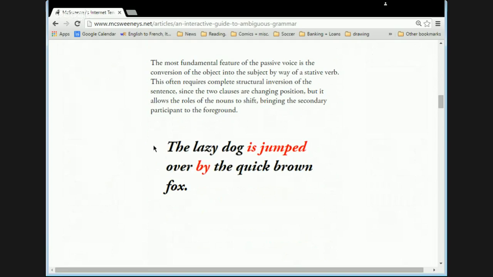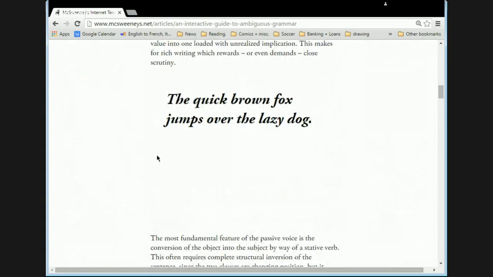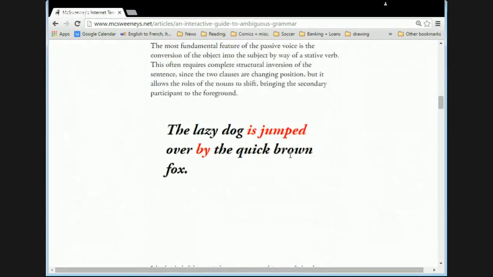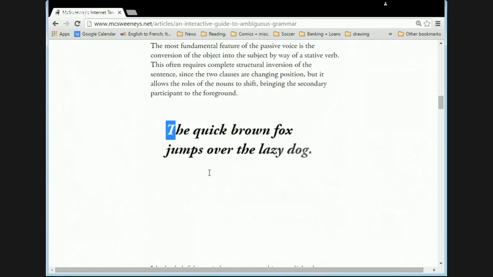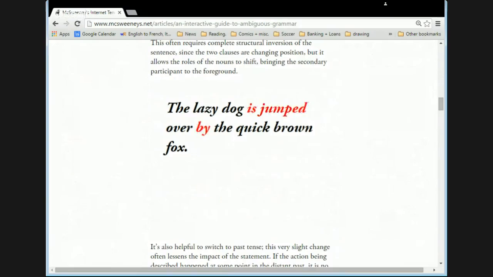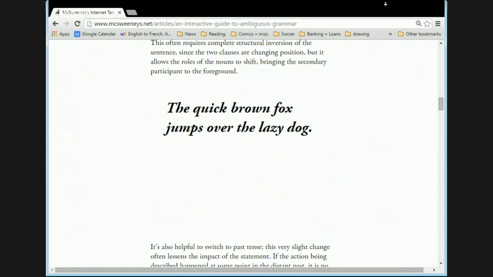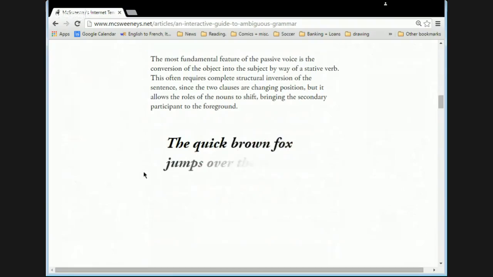Can you read the first one and then how it changes? The quick brown fox jumps over the lazy dog. And then in the passive voice, it is: the lazy dog is jumped over by the quick brown fox. Can you try to read that one really quickly? The lazy dog is jumped over by the quick brown fox. Good. So, passive voice. Any questions here?